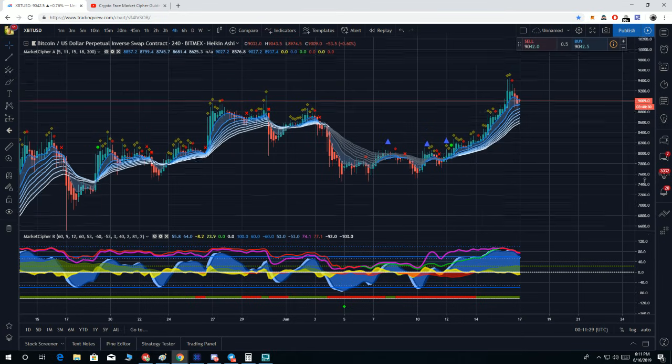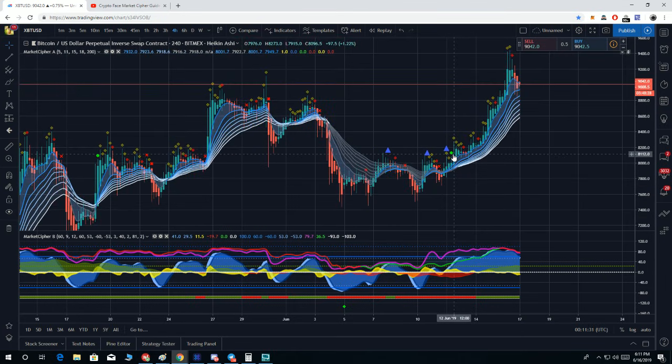9,437. Now, there are also green dots, of course, on Cipher A. These are indications of bullish momentum. They can certainly be used for long entries. I do prefer Cipher B green dots for entries. I use the green dots on Cipher A as more of a confirmation. Let me show you guys something really cool.